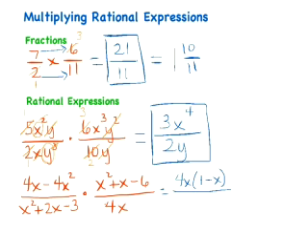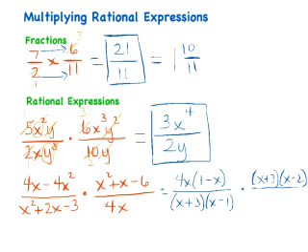In my denominator, I have x squared plus 2x minus 3. That can be factored into x plus 3 and x minus 1. And then in my second rational expression, the x squared plus x minus 6 can be factored into x plus 3 and x minus 2. And then finally, the 4x in the denominator can just stay as is.